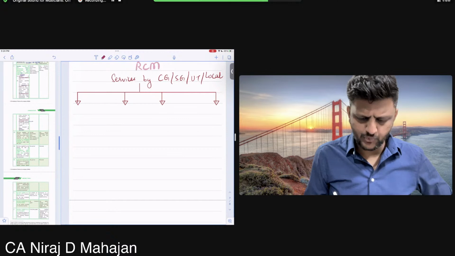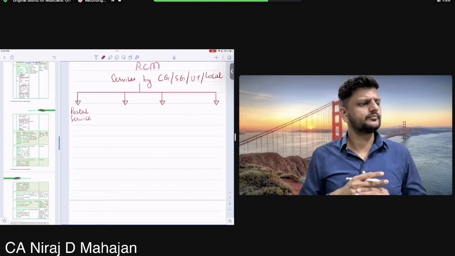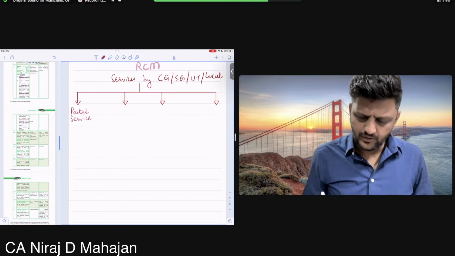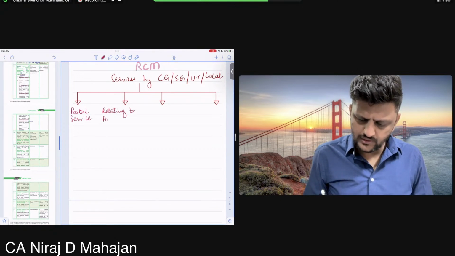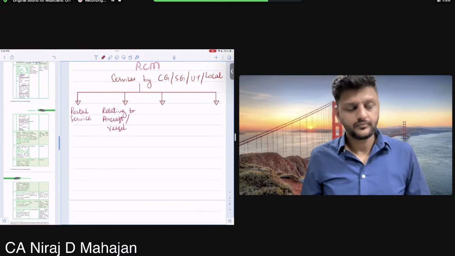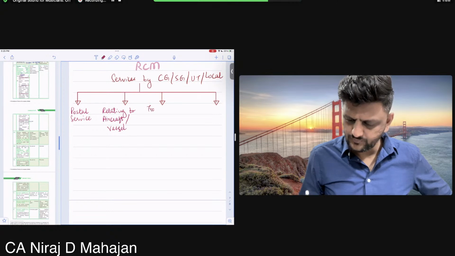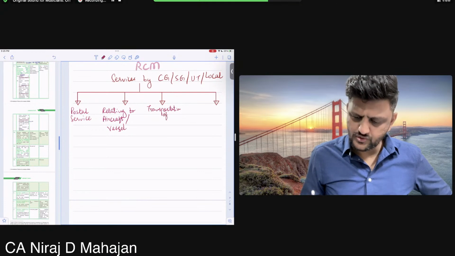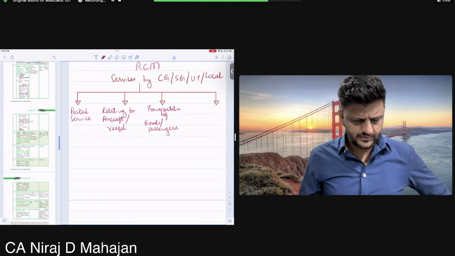First one, on the left hand side, postal service. Then relating to aircraft or vessel. Then transportation of goods or passengers. And other services.